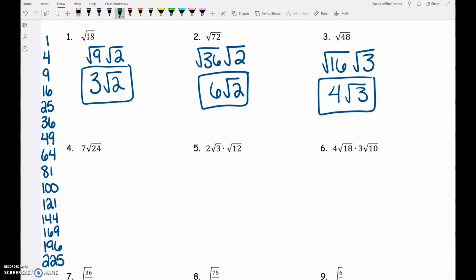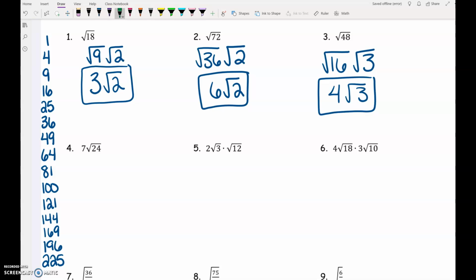Okay, number 4 just has a number 7 in it. We have 7 times the square root of 24. We're basically just holding on to this 7. That 7 is not under the radical, so it's a whole number. It's just kind of chilling in front.